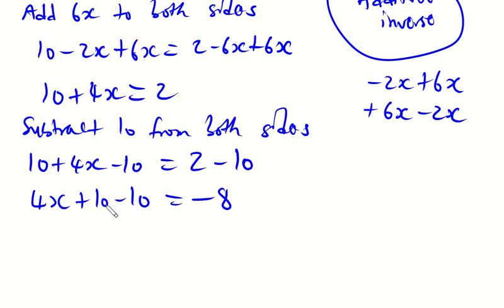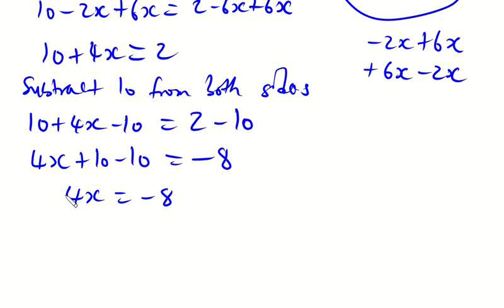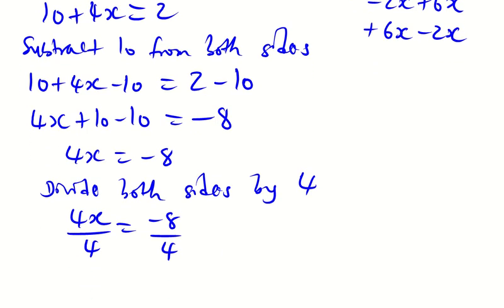Now look at the left-hand side. 10 minus 10 is 0. So I just have 4x is equal to what? Minus 8. So finally, how do I take away this 4 from here? This coefficient of x. You say divide both sides by what? By 4. So that will be 4x over 4 is equal to minus 8 over what? 4. Divide both sides by 4 just to remove this coefficient. So 4 will cancel 4.